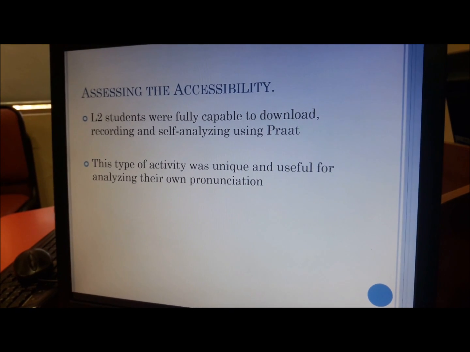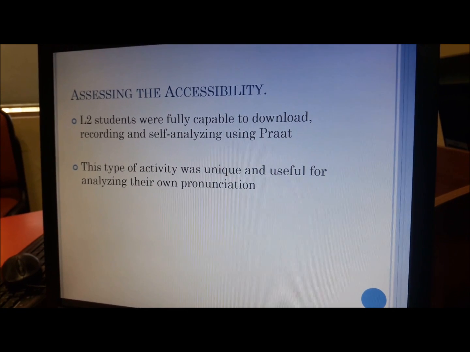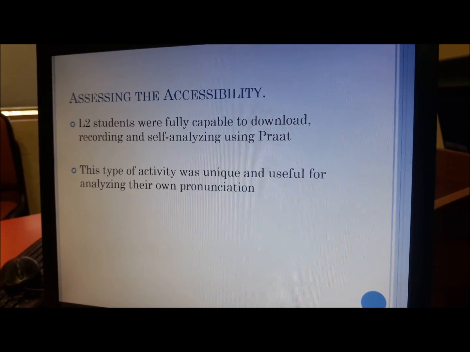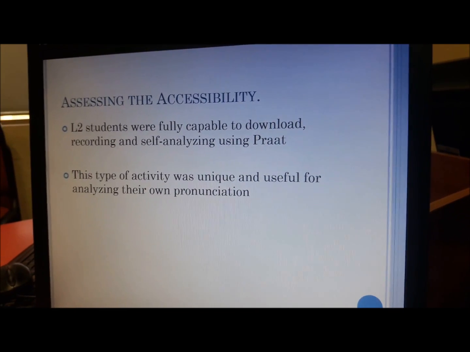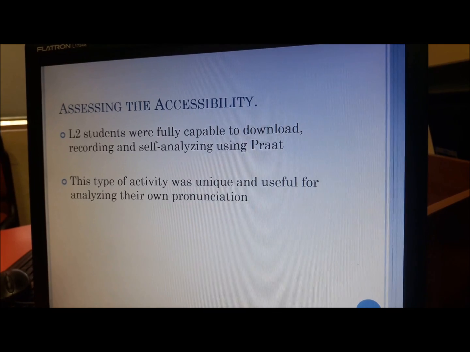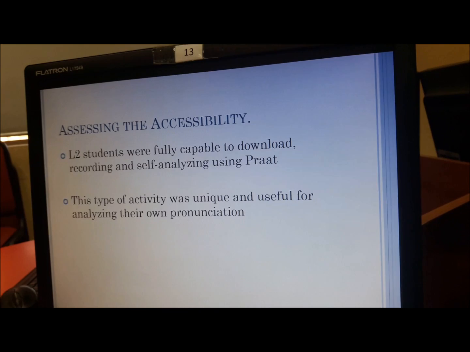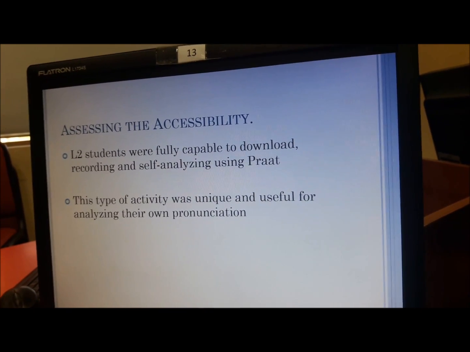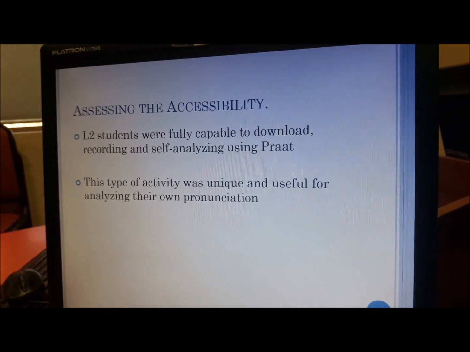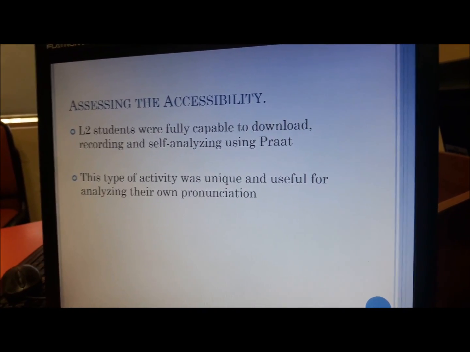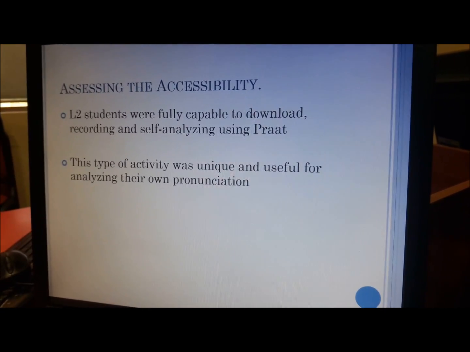Assessing the accessibility. In this part of the paper, a group of people made a survey to demonstrate whether the software may be too sophisticated or complicated for L2 learners. The results were unexpected. Far from being intimidated by the software, all the L2 students who responded to the survey were fully capable of downloading it, recording themselves, and self-analyzing using PRAT. Students said that this type of activity represents a unique and useful method for analyzing their own pronunciation.